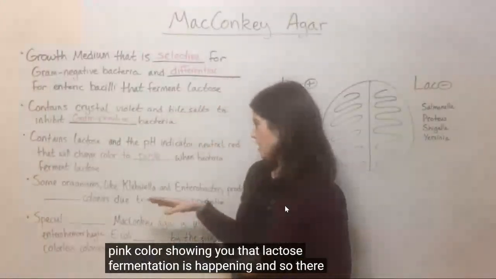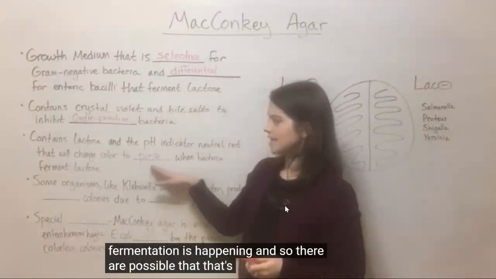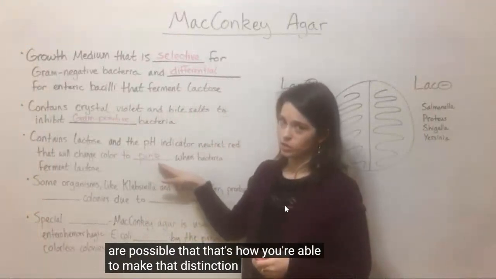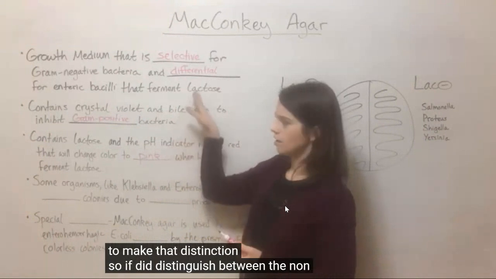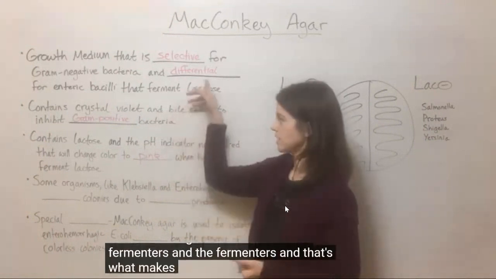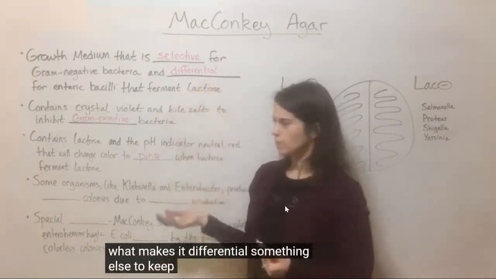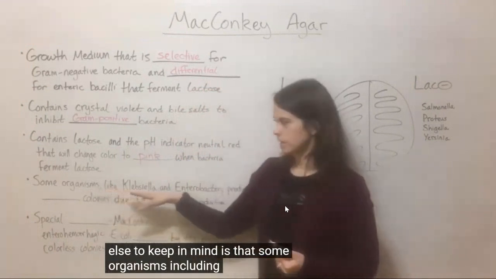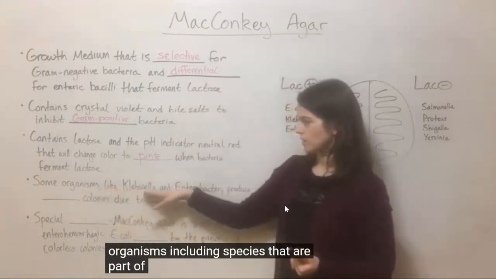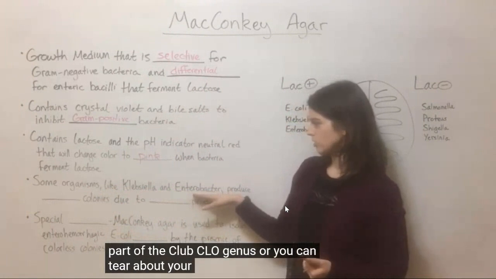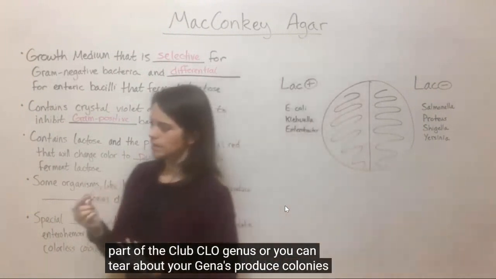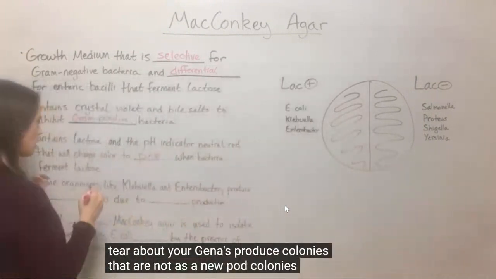And so that's how you're able to make that distinction, to distinguish between the non-fermenters and the fermenters, and that's what makes it differential. Something else to keep in mind is that some organisms, including species that are part of the Klebsiella genus, produce colonies that are known as mucoid colonies.